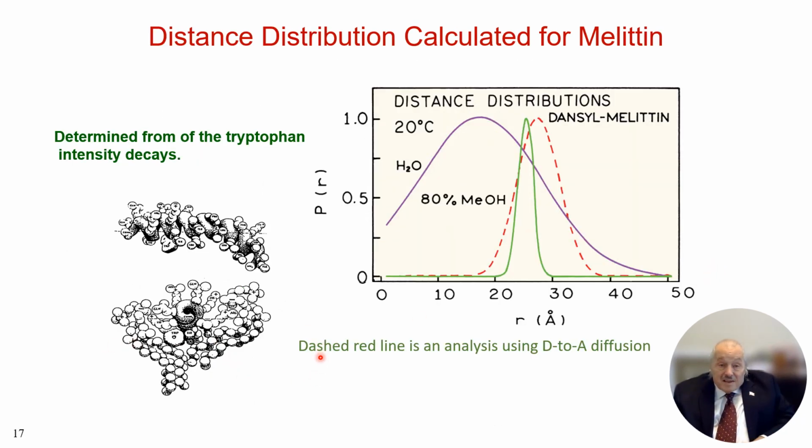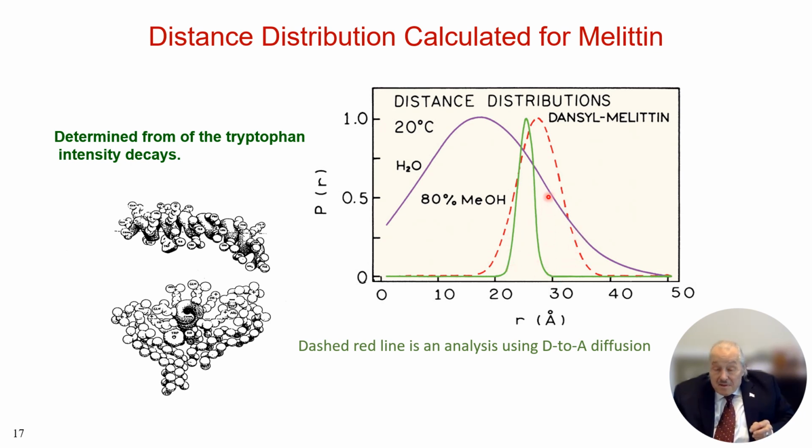So let's do an example case. We'll take our distance distribution, we'll calculate it for melatonin. Don't be confused by the dashed line. That's another analysis which includes diffusion between the donor and the acceptor. But if we look at the two results, in my opinion, they're really quite astounding.